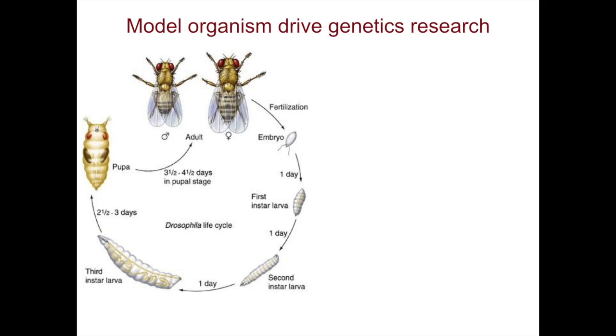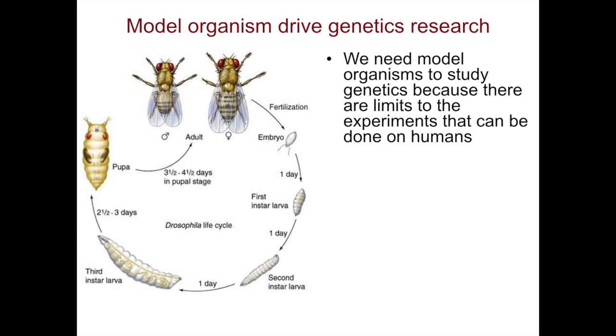From my point of view, model organisms have driven genetics research. We need these model organisms because there are limits to the experiments that can be done on humans, obviously. We can't conduct artificial breeding experiments with humans. We can't do any invasive experiments that would damage human health. So we need organisms where we can really understand gene function.